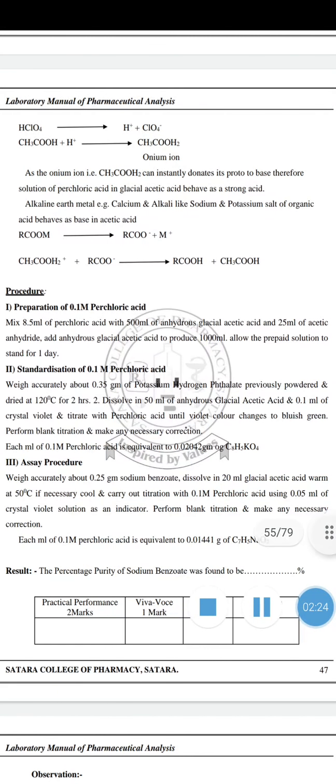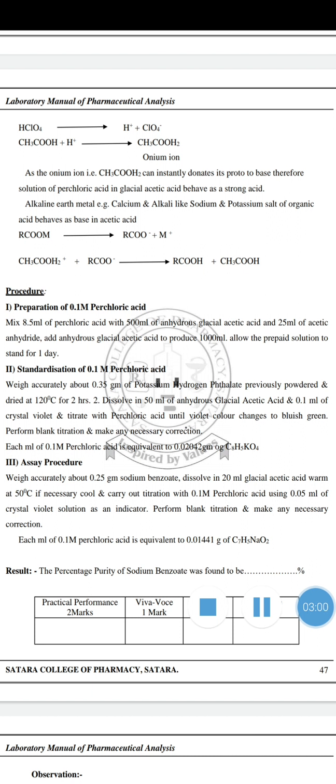Then the procedure of this experiment: the first step is preparation of 0.1 molar perchloric acid, the second step is standardization of 0.1 molar perchloric acid, and then the assay procedure. First, preparation of 0.1 molar perchloric acid: mix 8.5 ml of perchloric acid with 500 ml of anhydrous glacial acetic acid and 25 ml of acetic anhydride, and add anhydrous glacial acetic acid to produce 1000 ml.